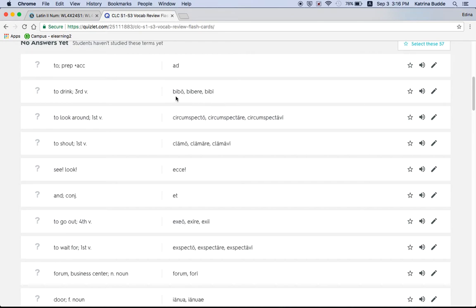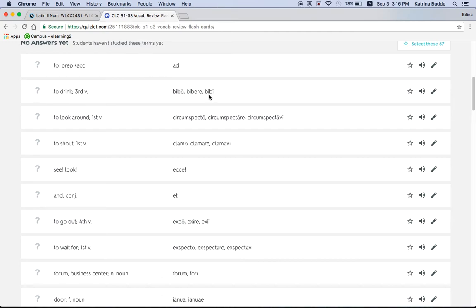There's actually 4 principal parts for every dictionary entry of a verb, but we haven't learned the 4th principal part yet, so it's just going to be too much information at the moment. The first principal part is the first person singular present active indicative. So in this case, it's bibo, I drink. The second principal part, or the second entry, is the present active infinitive. So bibere means to drink.